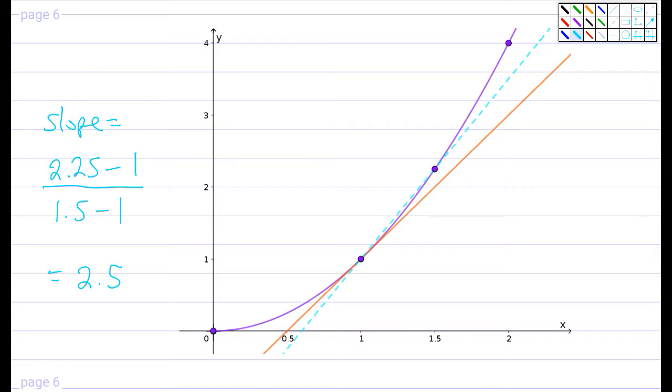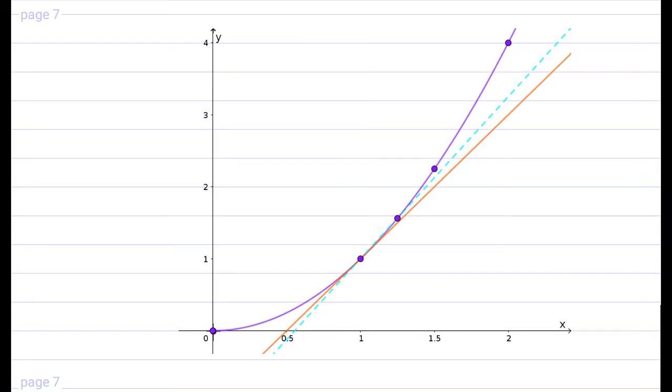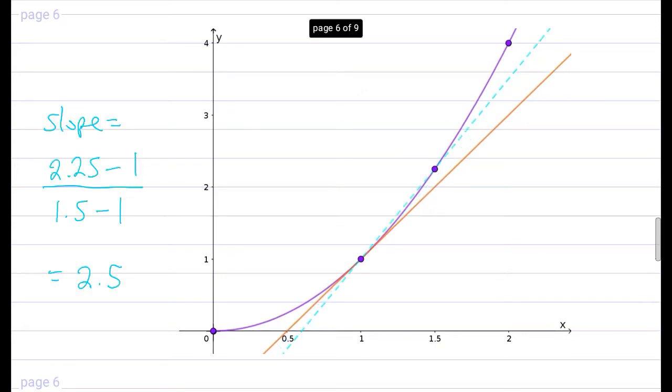Why not continue this process? We know that this line seems to be getting more like the orange line as I slide this dot further down. I'm keeping this dot the same, but I'm moving the second dot. Let's try another one. Okay, I've moved this dot down to here now at an x value of 1.25. Look at how close this secant line is to the orange line now. Here's the previous. Here's the third one.